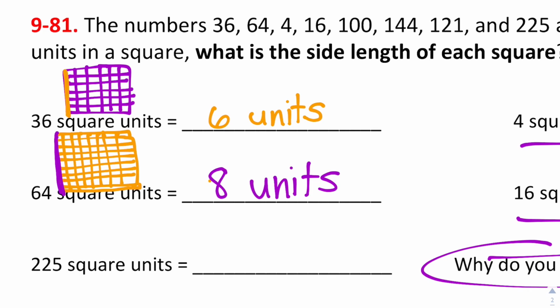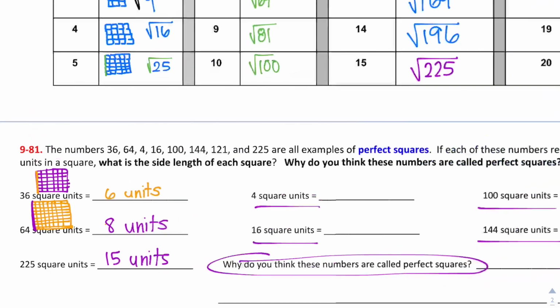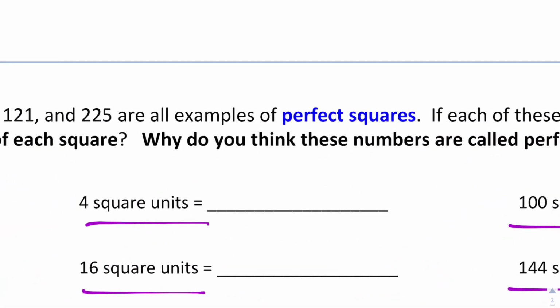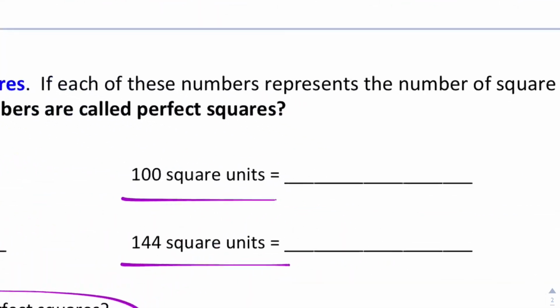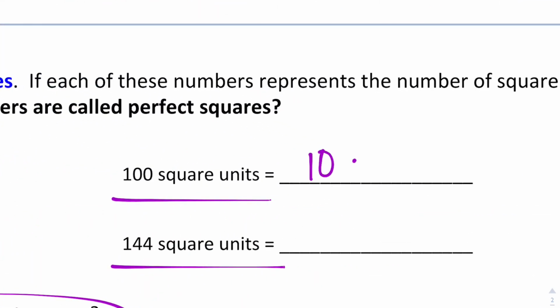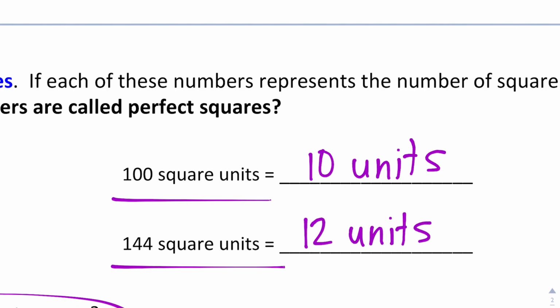Keep it going now. So for 225 square units, what is the side length to give you 225 square units? You get 15 units. For 4 square units, that side length would be 2 units. For 16 square units, that side length would be 4 units. For 100 square units, that side length would be 10 units. And for 144 square units, the side length would be 12 units.